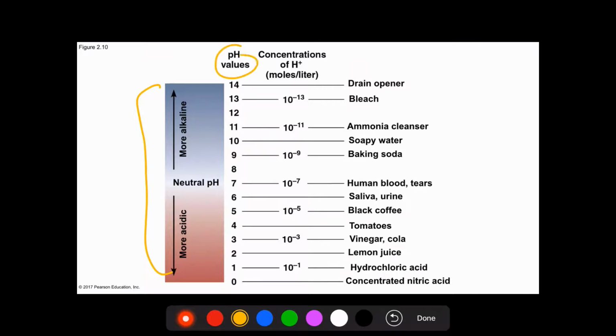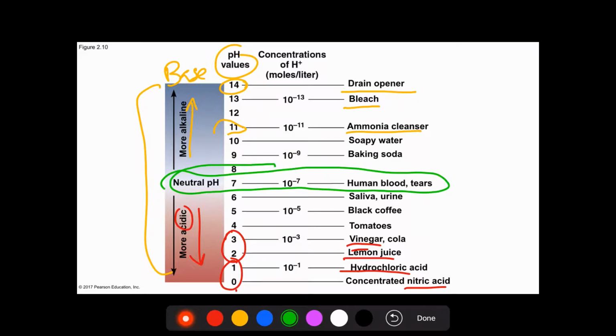When the pH value goes up, this is more alkaline, more base. We have the drain opener, which is super base, the bleach is super basic, ammonia cleanser is also a good amount of base. Whereas toward low, it's more acidic, lower value of pH means more acidic, like nitric acid, hydrochloric acid, lemon juice, stomach juice, or vinegar. All of these are very low pH numbers. Whereas the neutral is around 7, maybe a little bit of 8, a little bit of 6, but around 7, that is more neutral, like human blood and tears.